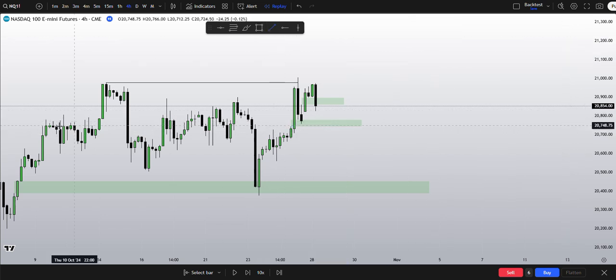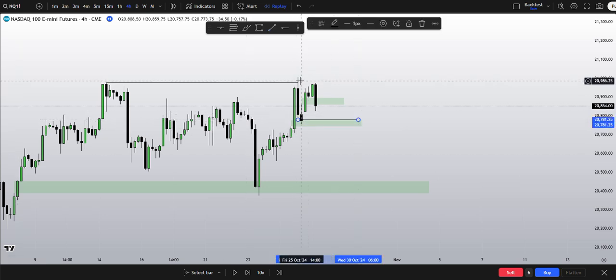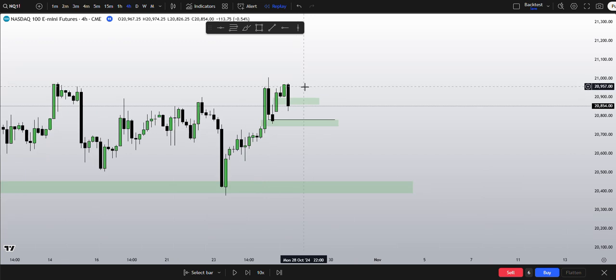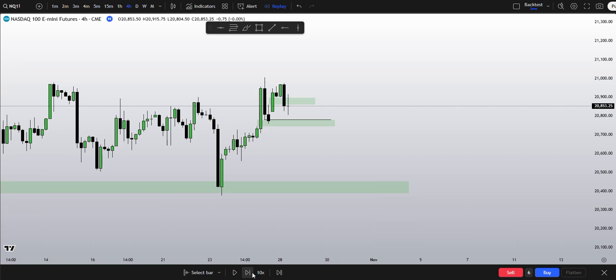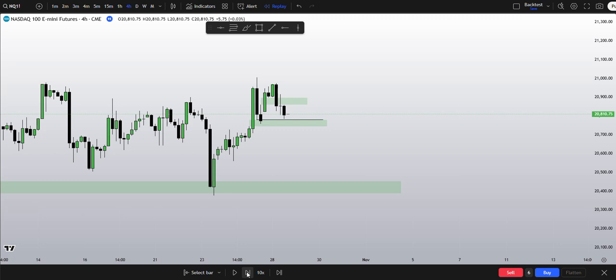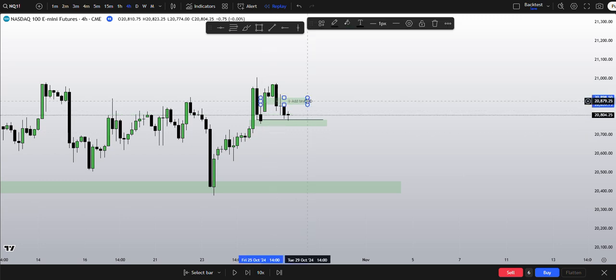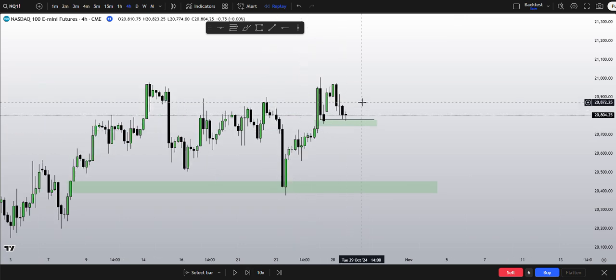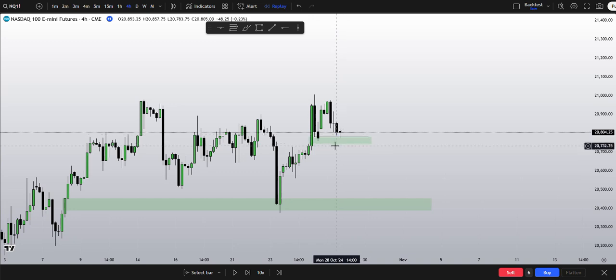20,781. Let me just mark the top of this imbalance. That's where my draw is. Very quick draw. It's literally 70 points away. We will see if it gets respected. If we go to the draw, we're heading towards it. We haven't touched it yet, and we took it. So we remove that. Now we want to see how price reacts to this draw.